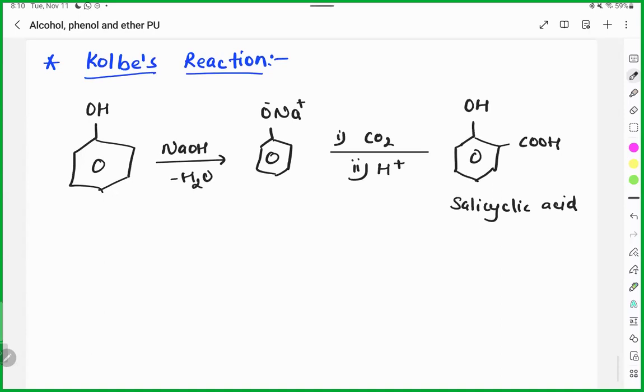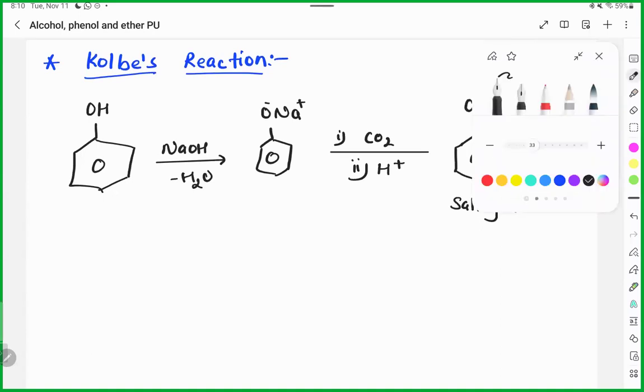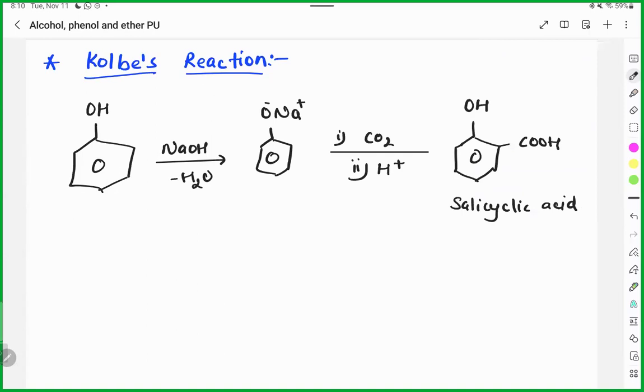But sometimes if they want to ask a difficult question, they can make it more complicated. They can ask, if you have phenol and you have phenoxide, which one is more reactive? Phenoxide ion is more reactive than phenol. Why? Because it is an intermediate, an ionic form, which is more reactive compared to the non-ionic form.